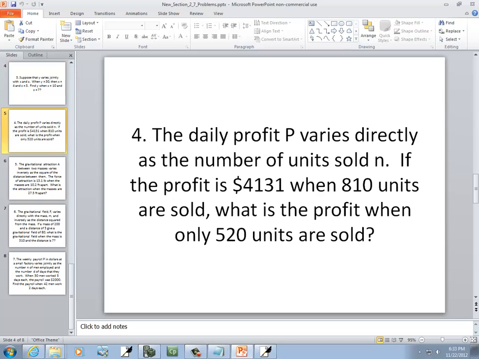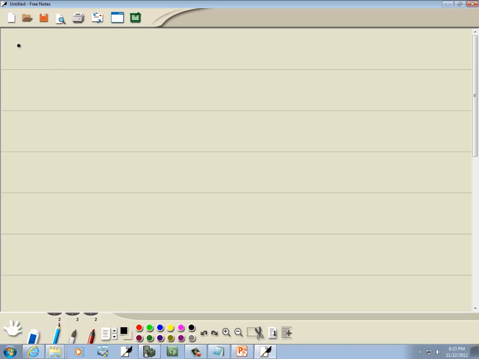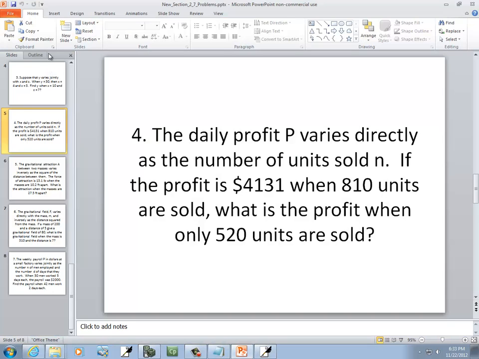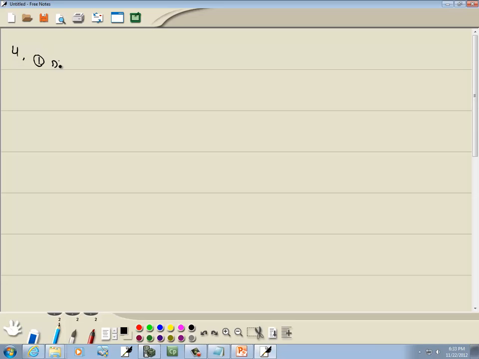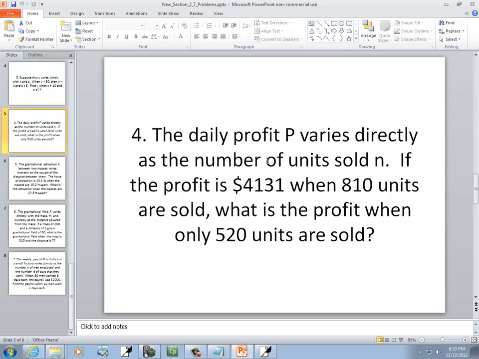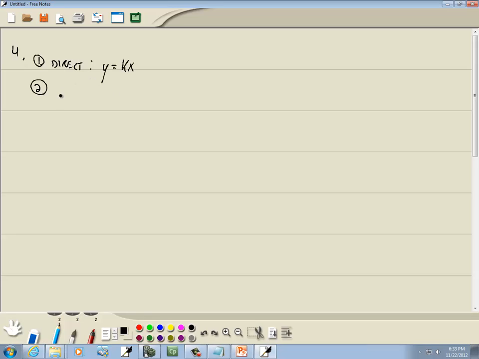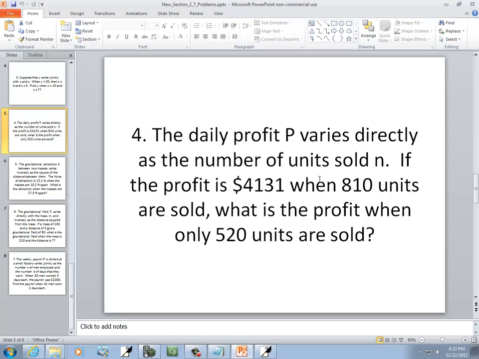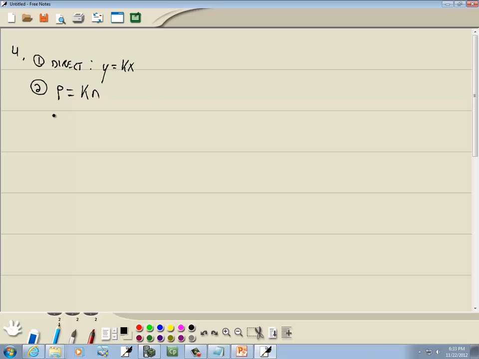Let's take a look at our fourth example. It says the daily profit P varies directly as the number of units sold n. Now this is a direct variation. Typically those are of the form y is equal to kx. Step 2, pick variables that make sense. Daily profit P varies directly. The varies is where equals goes. So we've got P is equal to k, varies directly as the number of units sold n. So they give us the variables. So P equals k n.